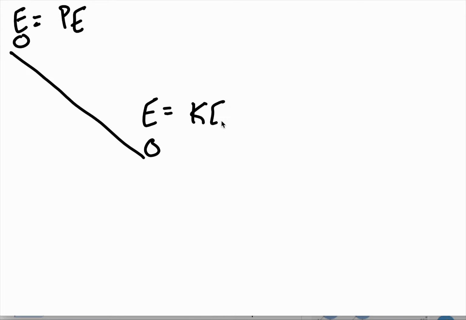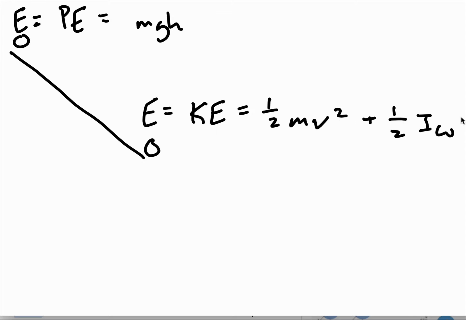Say you have a sphere on an incline, right? It starts at some initial point with a total energy of PE, or potential energy, and then it ends with a total energy of KE, or kinetic energy, right? So that means that it starts with a potential energy of mgh and then ends with half mv squared plus half I omega squared, right?